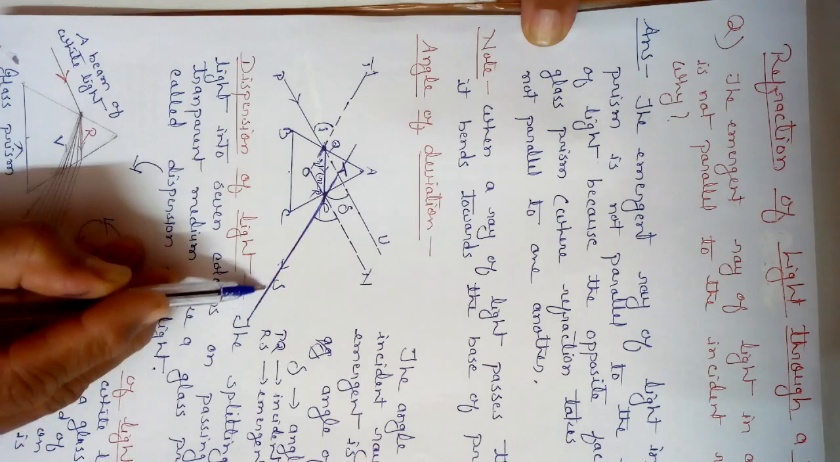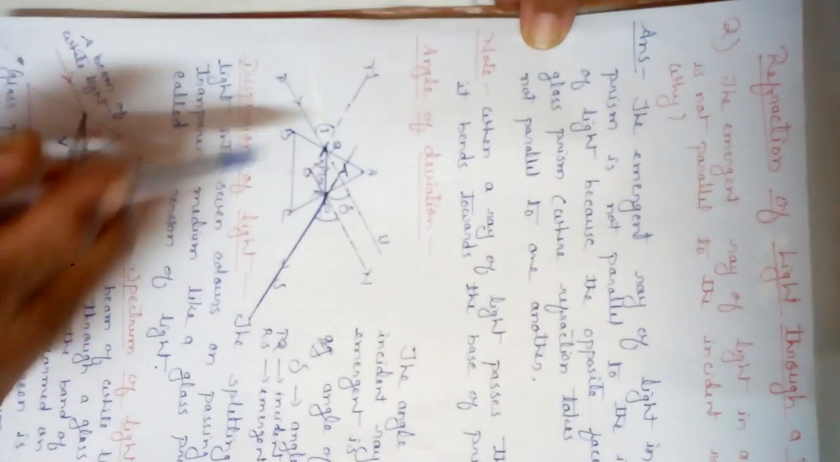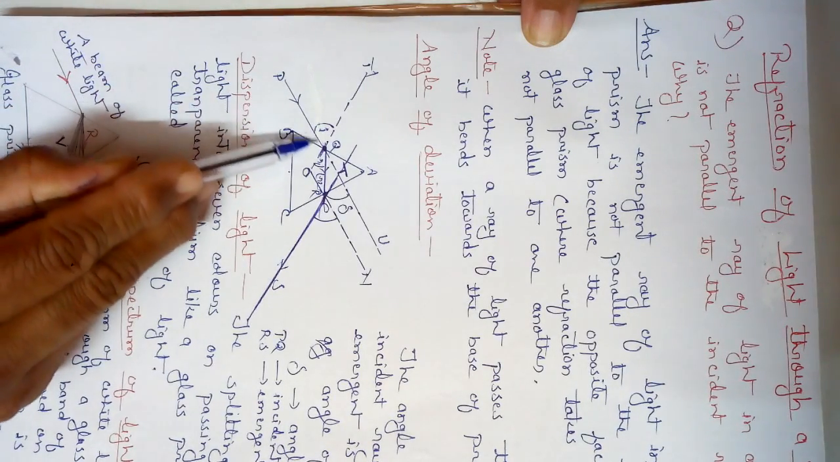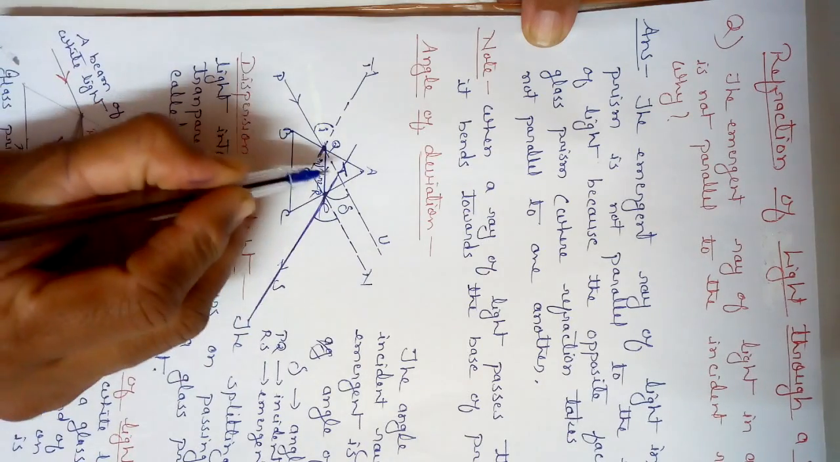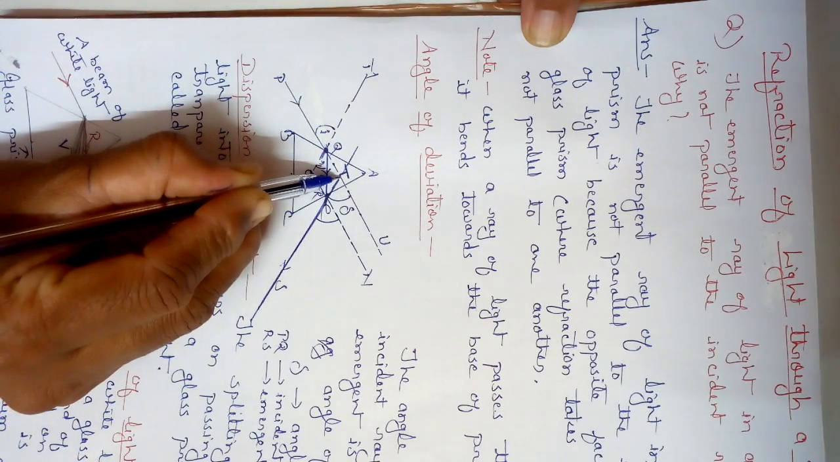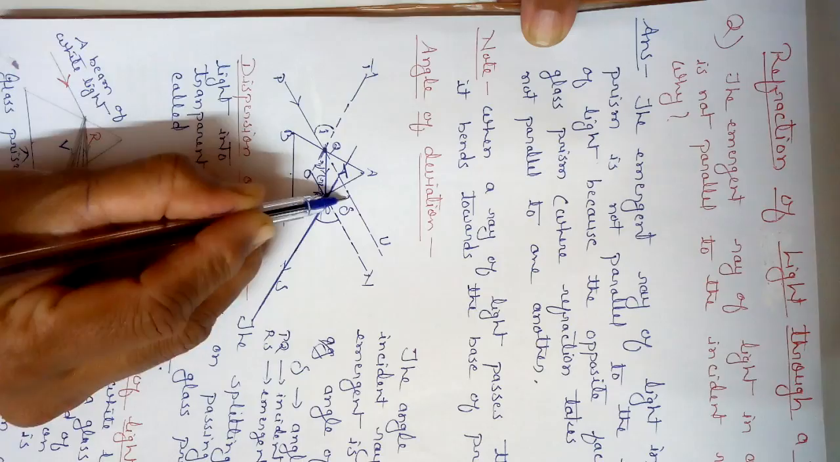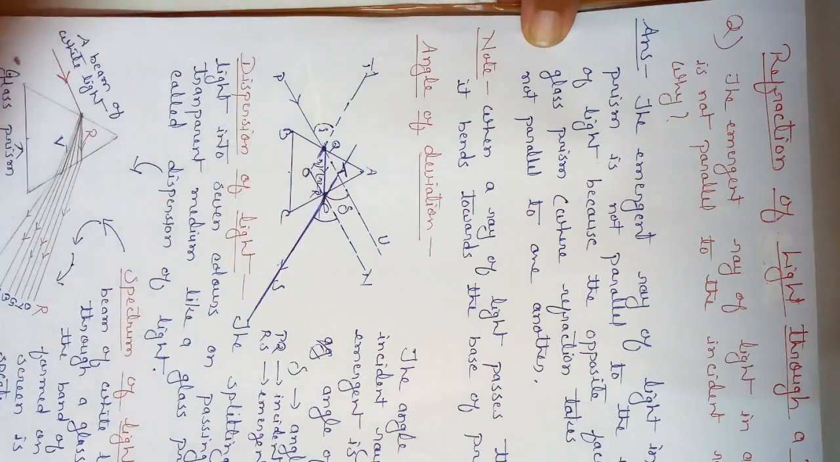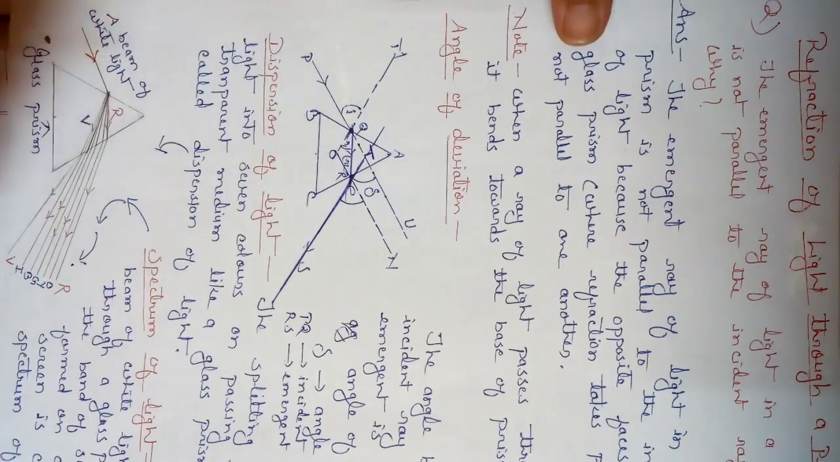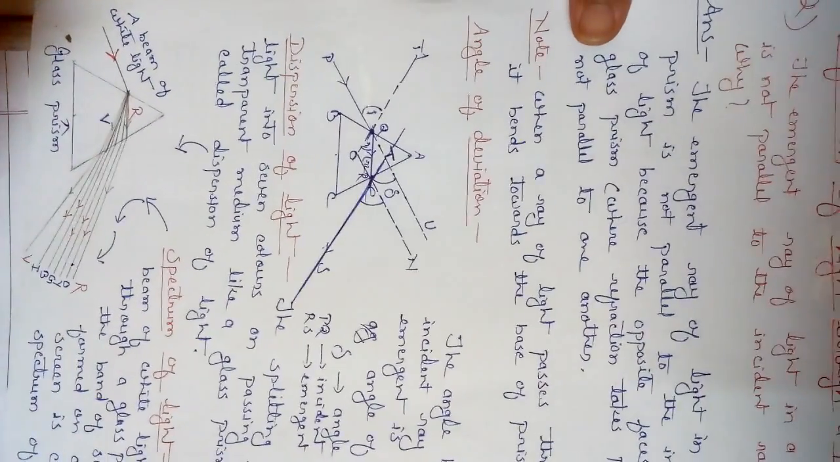Now if we produce this emergent ray in the backward direction and the incident ray in the forward direction, at their point of intersection the angle between these two rays is called the angle of deviation, which shows how much the incident ray has been deviated from its actual path.